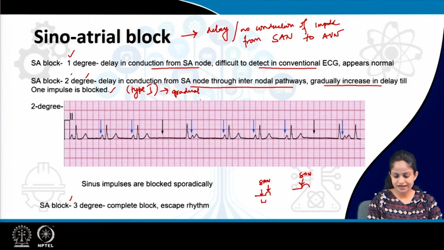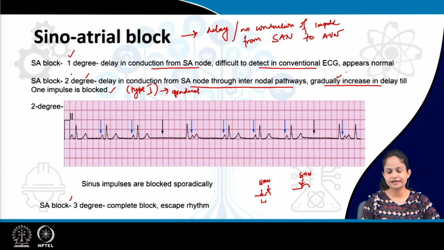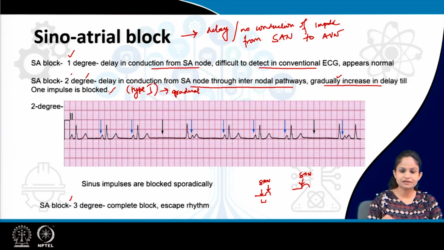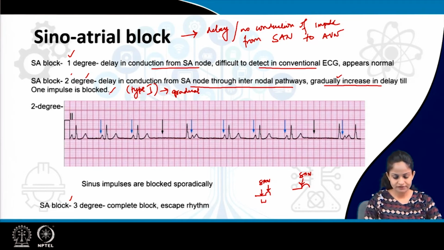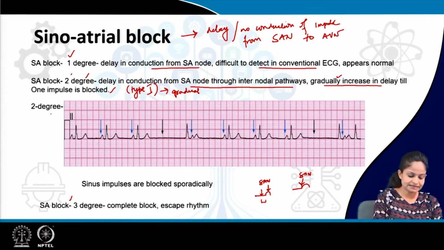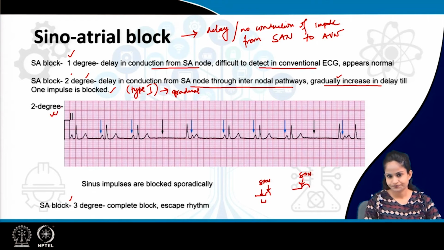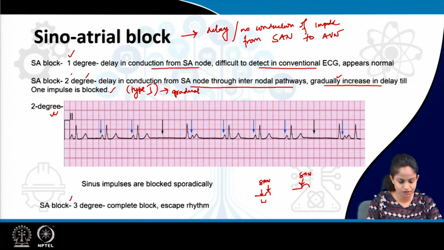So, there is a gradual increase in the delay in the conduction from the SA node to the AV node till one impulse is blocked. So, when one impulse is blocked, which means we will not get the P wave as well as the QRS complex over here. In the second degree block, as I told you, in type 2 of the second degree block, we usually get the sporadic blockage of the impulses. There can be one blockage, there can be two blockages, there can be three blockages.